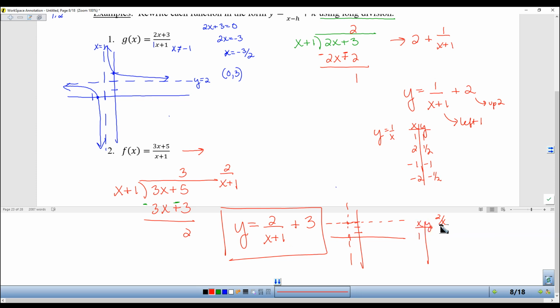So if x is 1, you would get 2. If x was 2, you would get 1. And you could plot those points from your new origin. So 1, 2 would be 1, 2. It would be up there. Okay. So up to you.